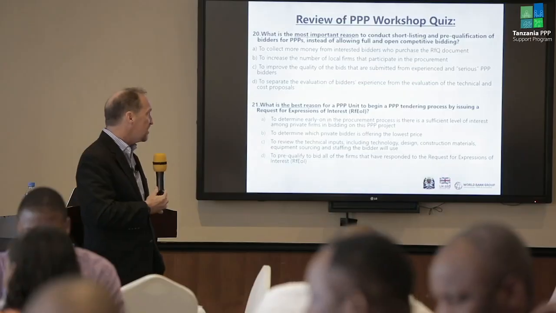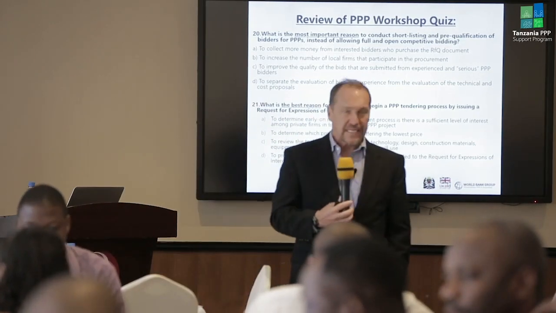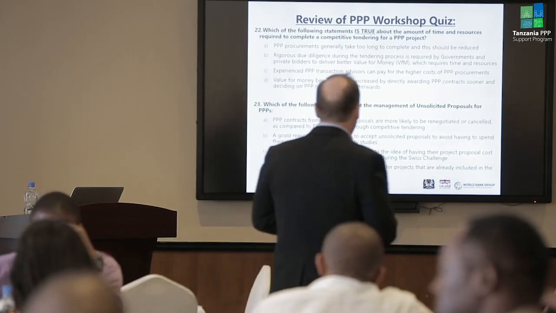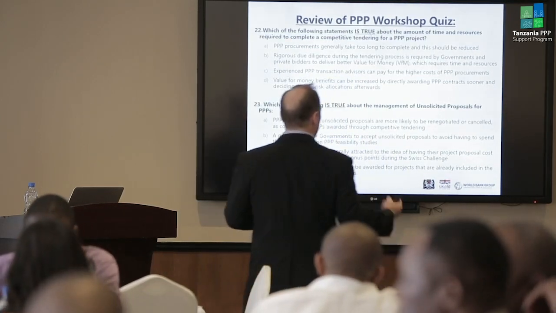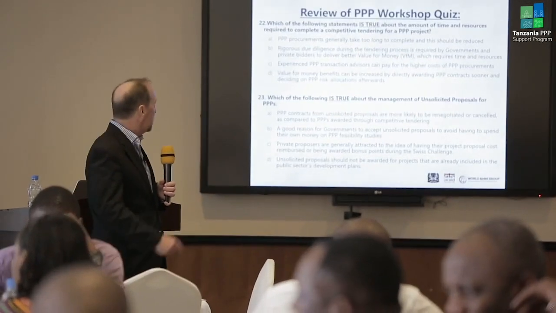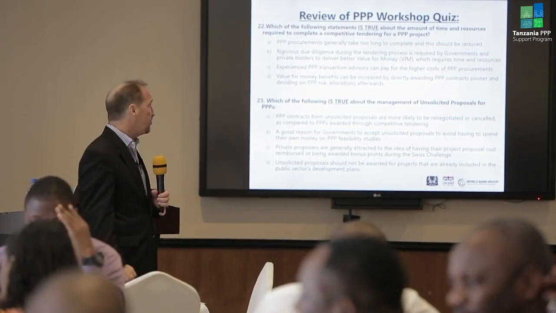C, to review the technical inputs, including technology, design, construction materials, equipment sourcing, and staffing the bidder will use? Or is it D, to pre-qualify to bid all firms that have responded to the request for expression of interest? It is A. Yep, we've discussed that. Good. All right, 22, which of the following statements is true about the amount of time and resources required to complete a competitive tendering for a PPP project?